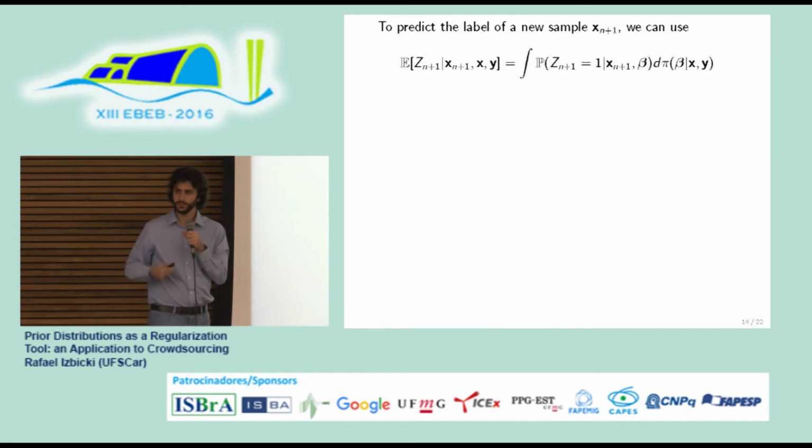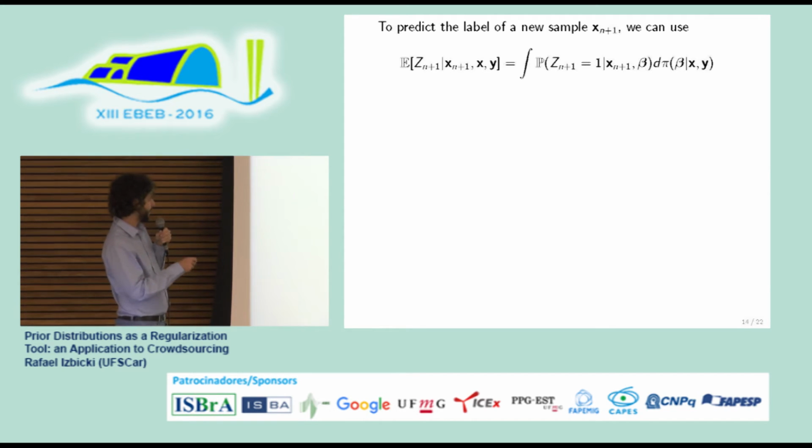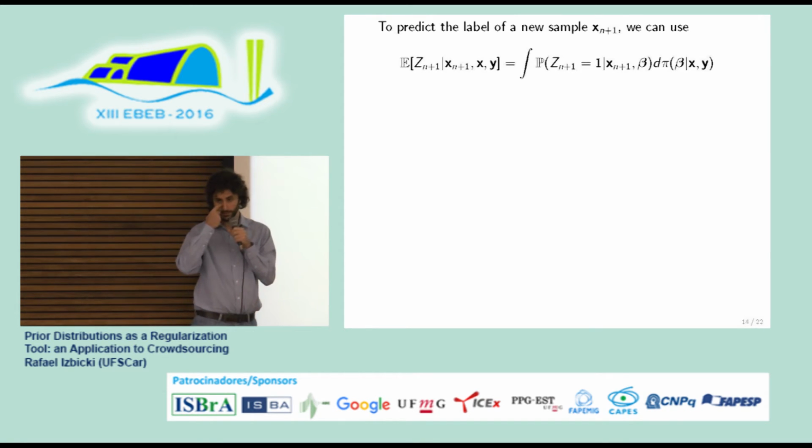Once we have the posterior, to do predictions, we have a new galaxy with covariates x_{n+1}. We want to find its label. One way of doing that is by computing the expectation of the label given everything we know, the new covariate and our data set. If we work out the details, we get this expression, and we can approximate this using the MCMC.